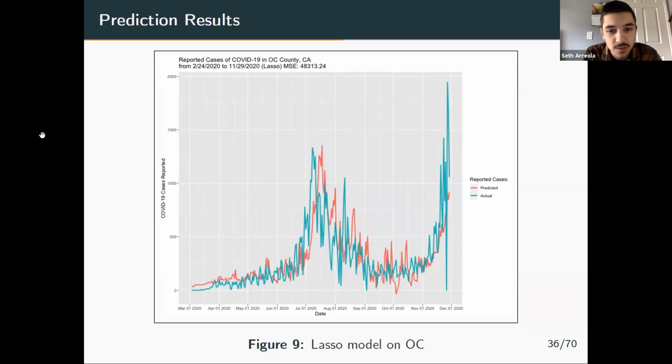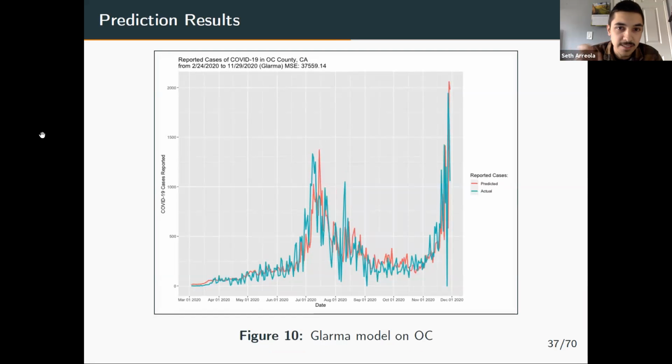Moving on to Lasso, there is an increased performance upon Ridge, still modeling the trend nicely, but still not quite accurate on any given day. And finally, we see our time series model where now we're modeling the trend very nicely, and in some cases predicting the cases very similarly.